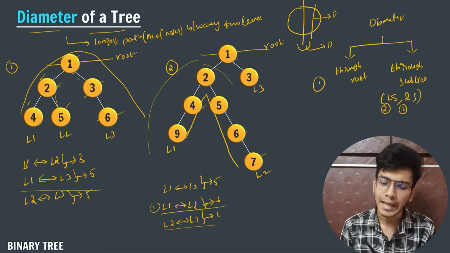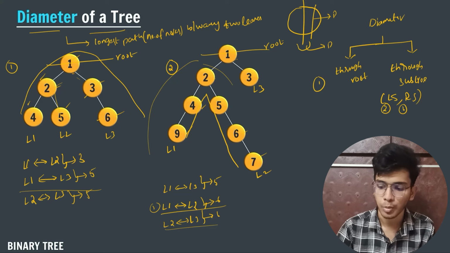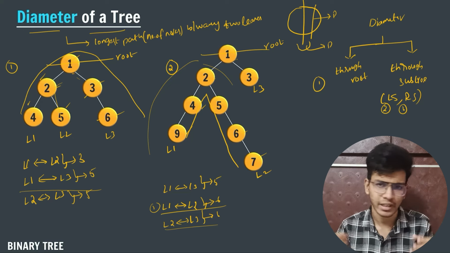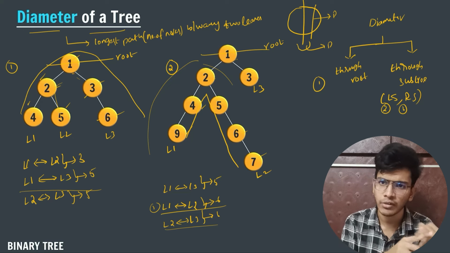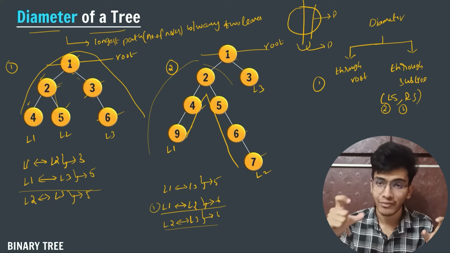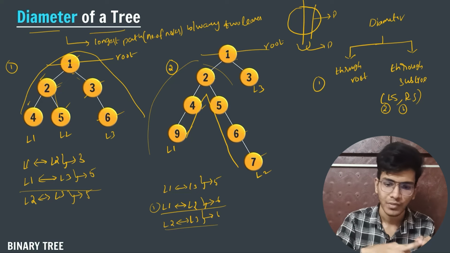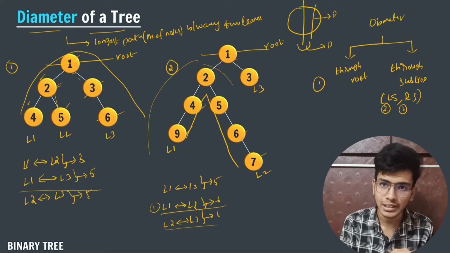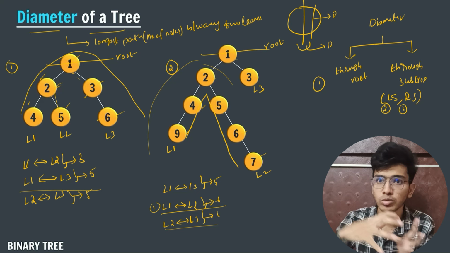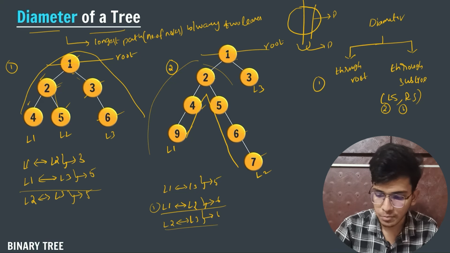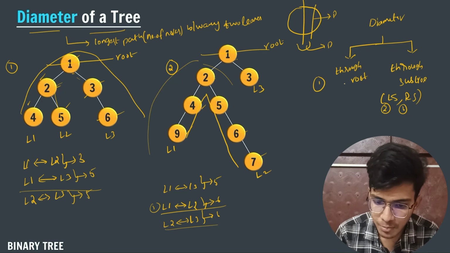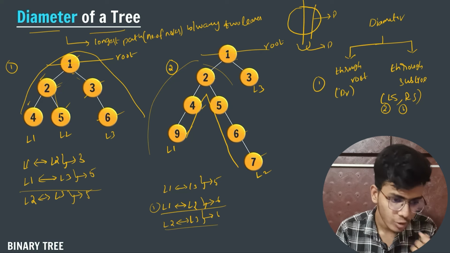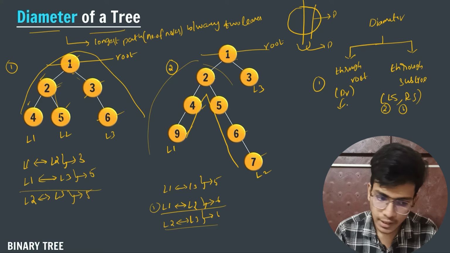Right now I am talking about the approach. First of all, I will calculate the diameter through the root, irrespective of the tree given. First I will calculate the diameter value through root. After that, I will calculate the path through the left subtree. After that, I will calculate the path value through my right subtree. Let me represent the path through root as dr. So first of all I will calculate dr.